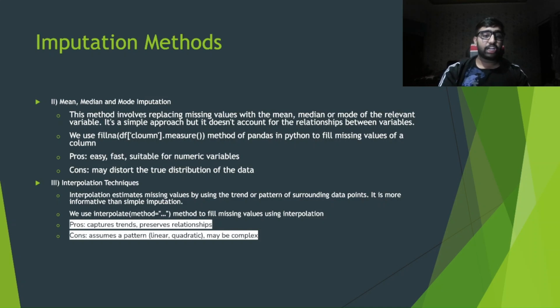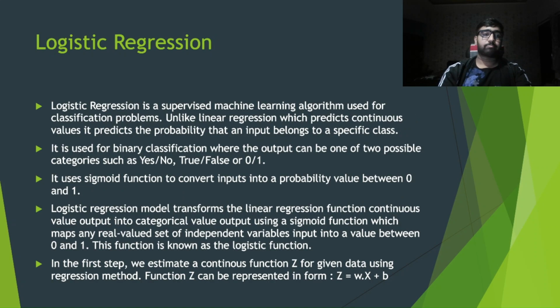We use the interpolate(method=method) function to fill the missing values using interpolation. In the method parameter, we tell the program which type of regression method or interpolation technique we want the program to use. Its pros are it captures trends and preserves the relationships. Its cons are it assumes a pattern, linear, quadratic, maybe complex.